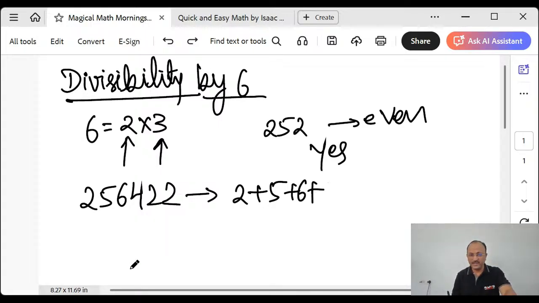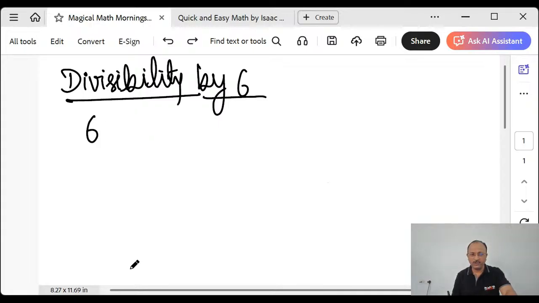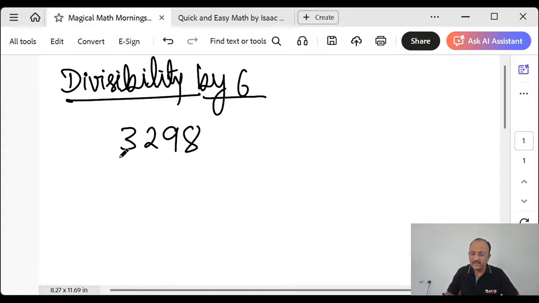Correct? Now, let me give you one number. Please check and tell me, is it divisible by 6 or not? Let's take 3298. Check, is it divisible by 6 or not? Just type yes or no. Yes means yes, no means n. Just a simple one letter is sufficient. Is it divisible by 6?